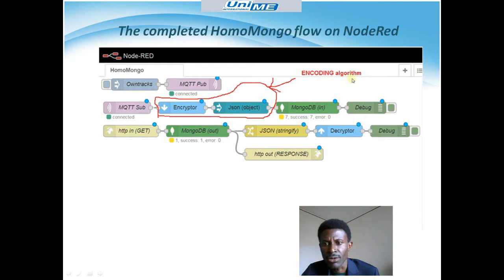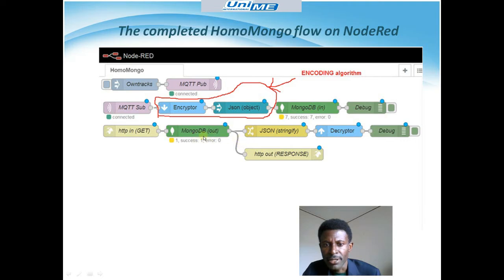So this is the encoding algorithm. These two parts are it: encrypt, convert it to a JSON object to be accepted by MongoDB, and here we can debug whether it is successful. So we now use a method to retrieve data from our MongoDB, which is the HTTP GET method, or we can use the HTTP POST method to post data, but we are concerned with retrieving data from a collection.